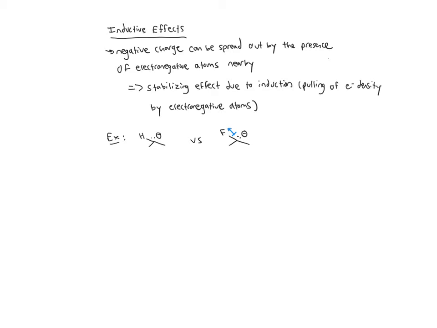What we're going to be looking for with inductive effects is a lot of the times halogens, which are really good at stabilizing negative charges. So things like fluorine, chlorine, bromine, we're going to be looking for those types of atoms nearby that negative charge to see if it's stable by inductive effects.